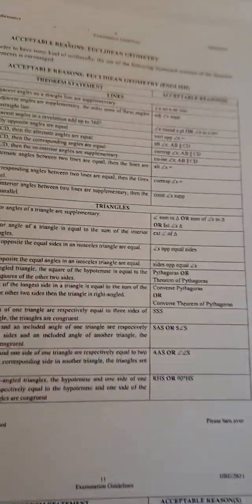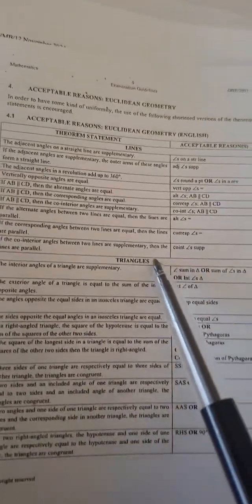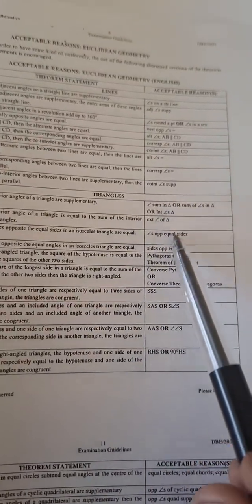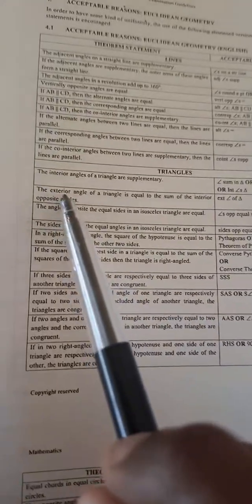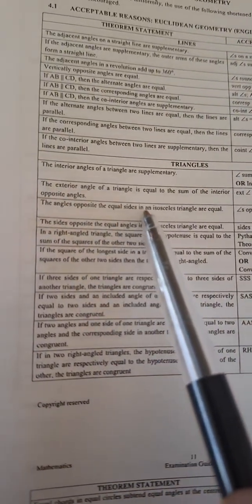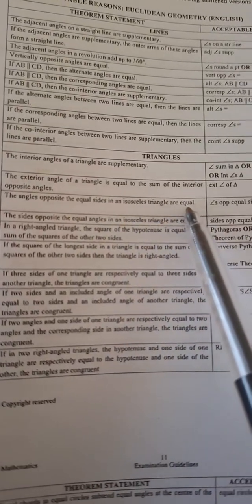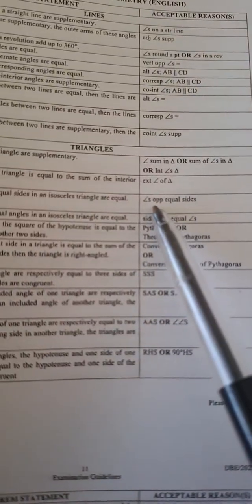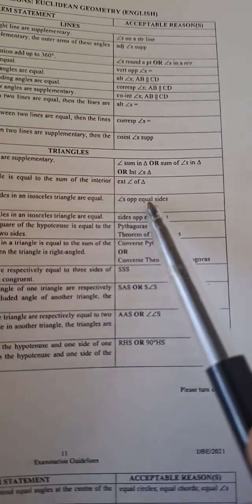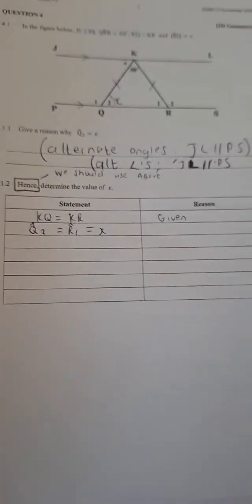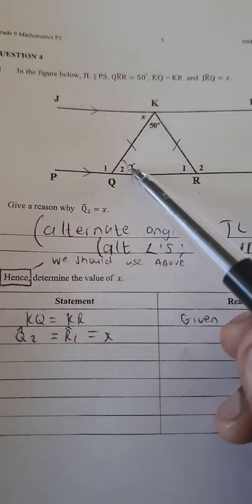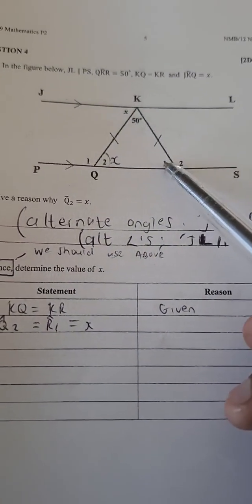Angles opposite equal sides. Guys, this is the document that we are working with. For triangles, these here are acceptable reasons we use whenever we are dealing with Euclidean geometry. The angles opposite the equal sides in an isosceles triangle are equal. Here it is: angles opposite equal sides. That's why we say those angles are equal. So I'm going to go and write down that reason. Why is angle Q2 equal to angle R1?